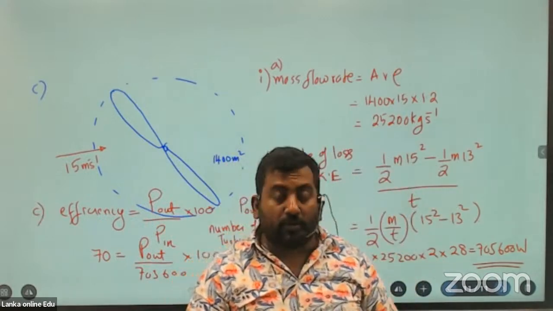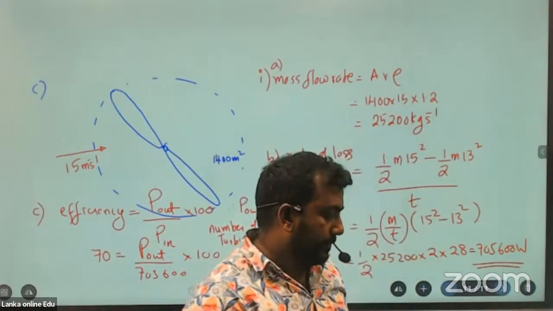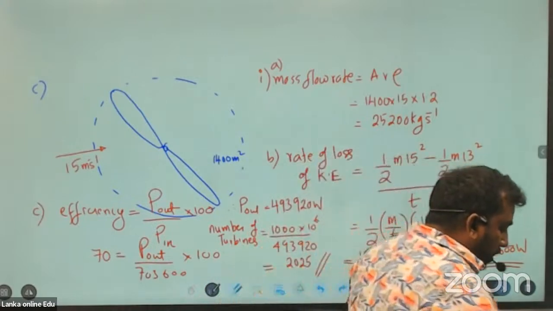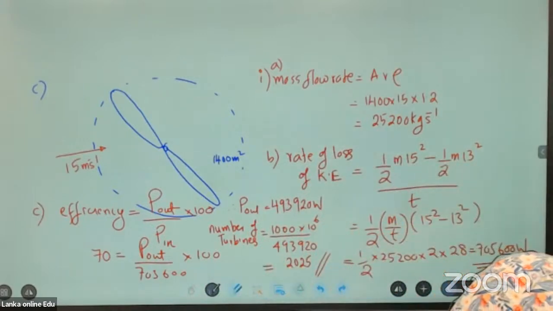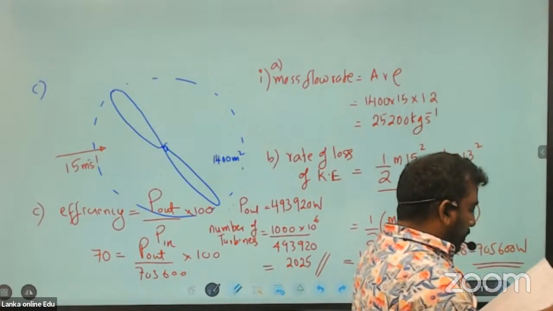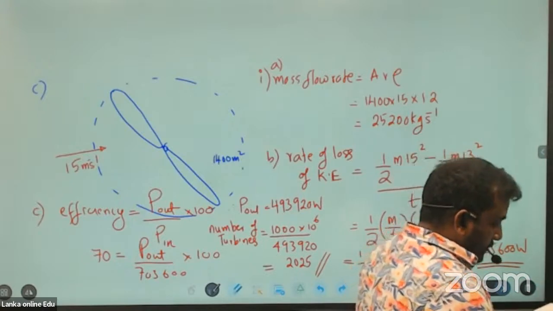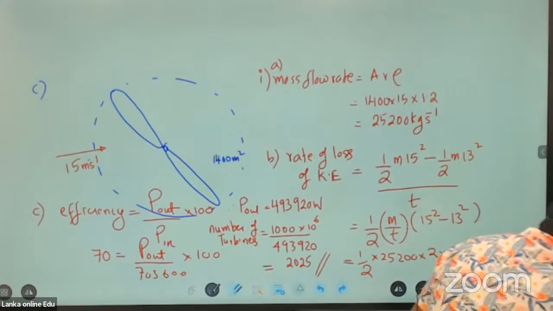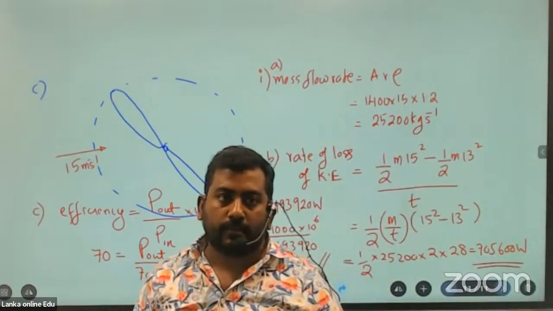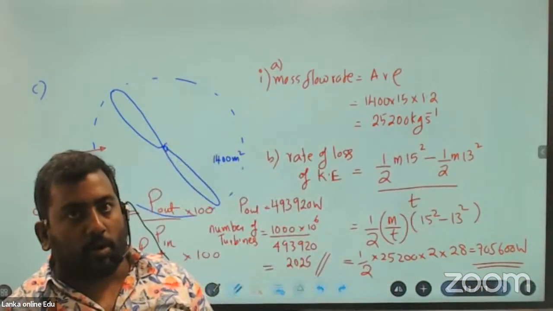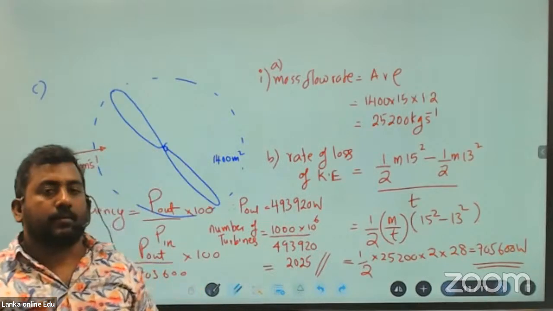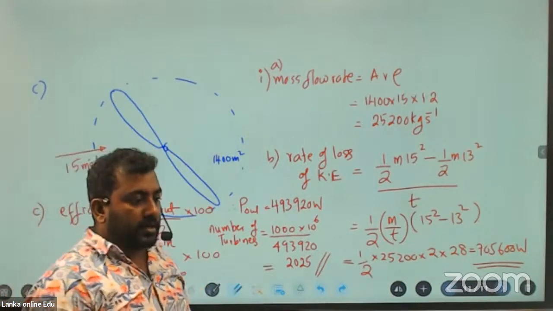Since the wind is not uniform throughout the year, it is difficult to produce a constant uniform output continuously.